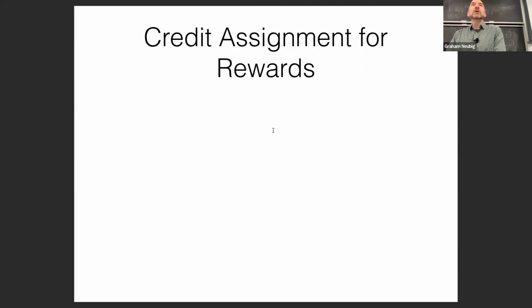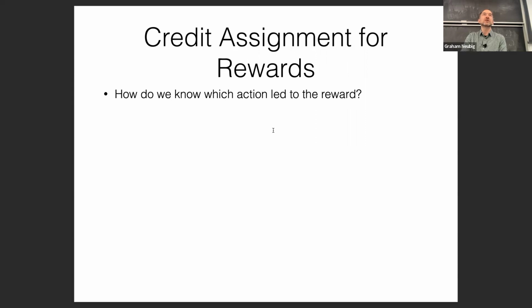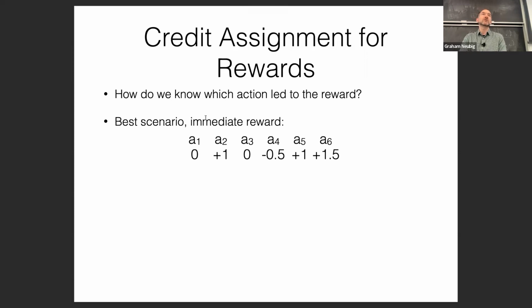Okay, so one issue with reinforcement learning in general, and NLP is no exception, is credit assignment for rewards. One issue is that we don't know which action led to getting a good reward. The best scenario is when we get an immediate reward for doing well or doing poorly. For example, if we have A1, A2, A3, A4, A5, and we get a reward immediately after each action directly corresponding to how good that action was, then we can essentially upweight or penalize each decision according to this reward.